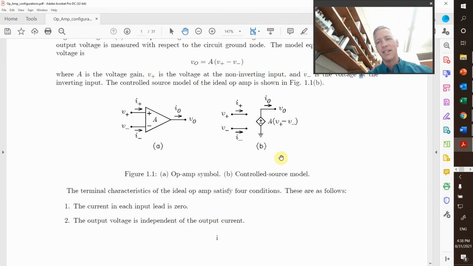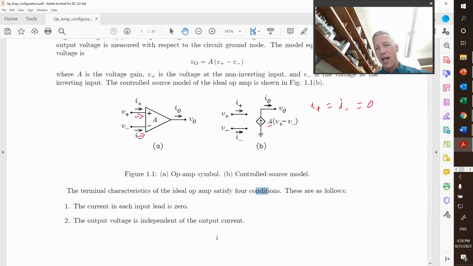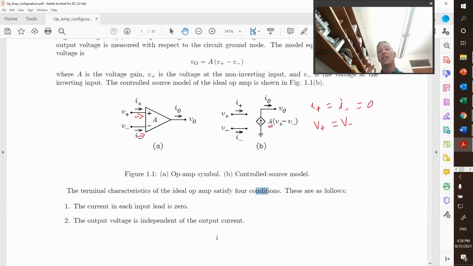One is that there is no current. So in this case, I guess they put it on the bottom, I plus equals I minus equals 0. So there's no current going into these two leads. And then also the gain is really high, which means that there is a virtual short, which means V plus equals V minus. And we basically use these two approximations in order to analyze all the op amp circuits.